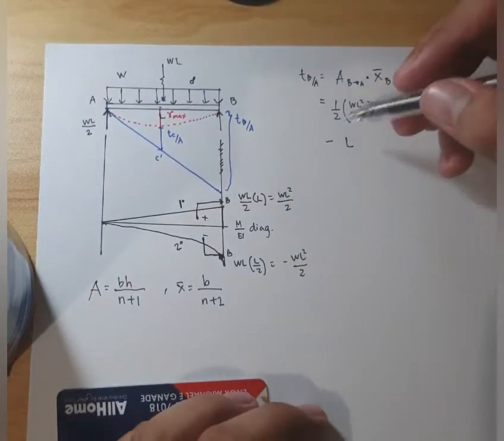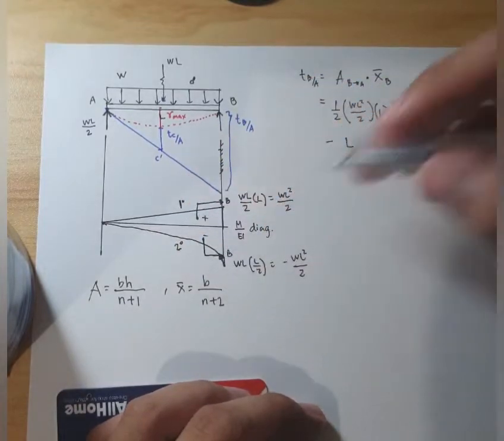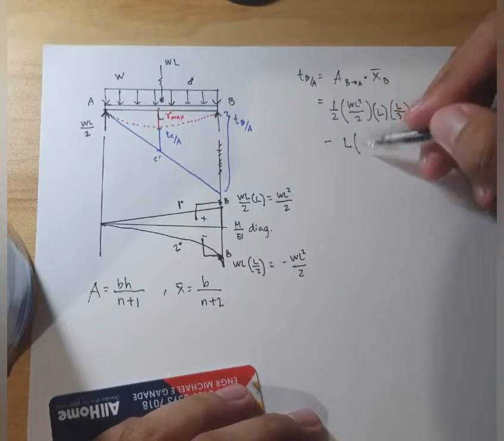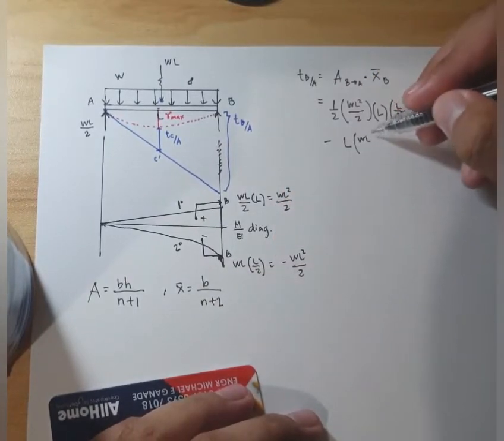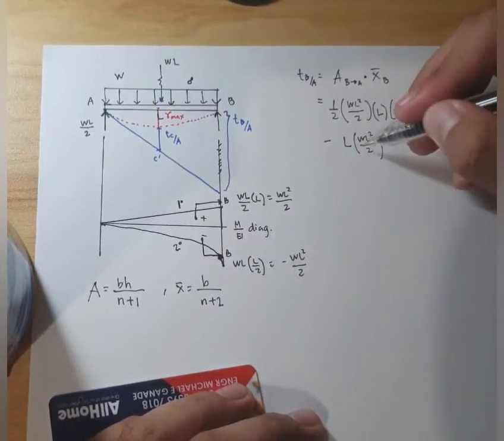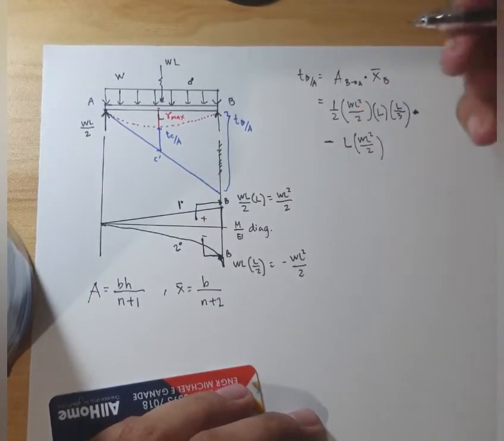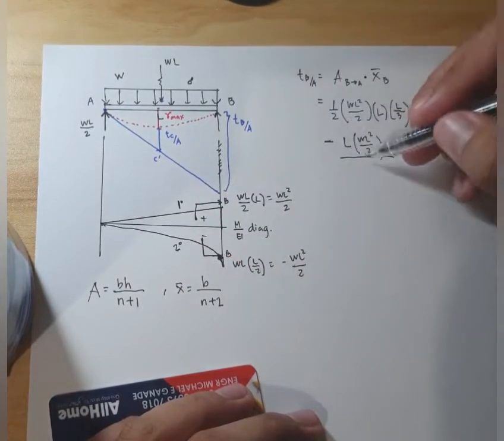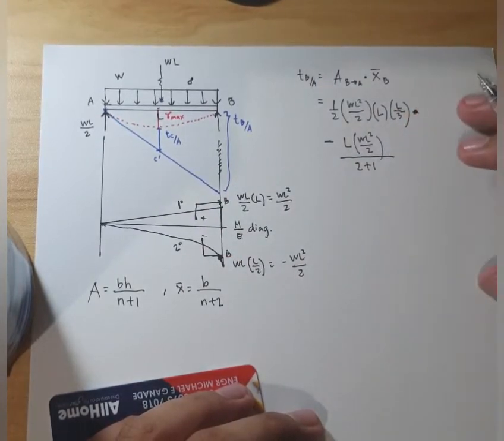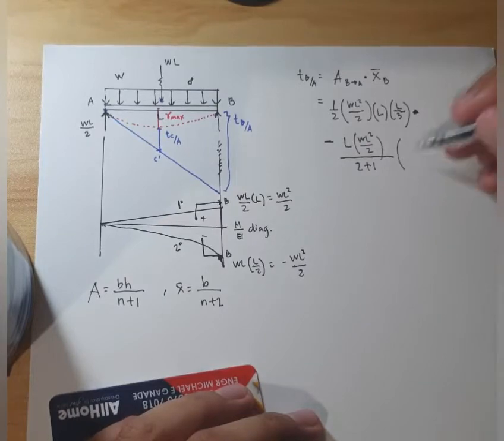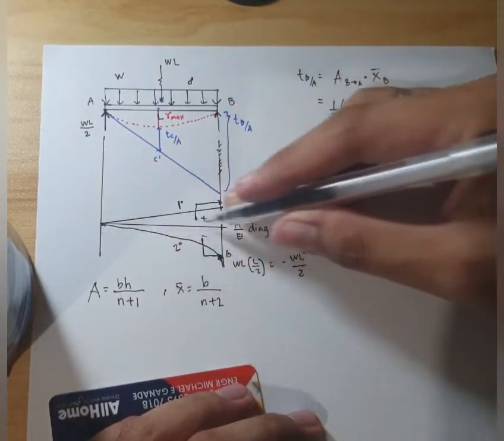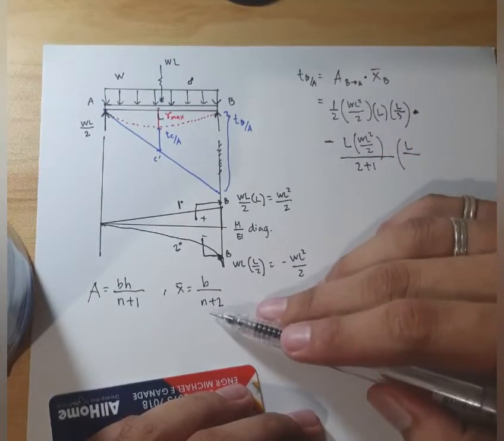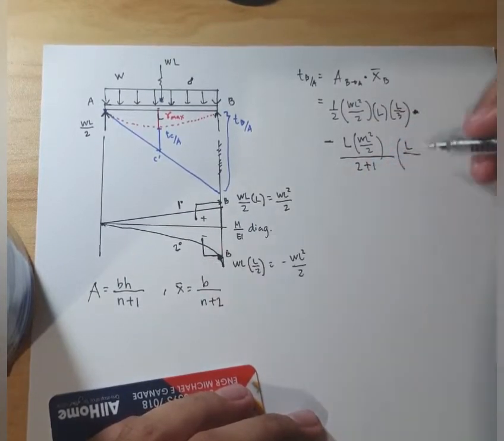Okay. So let's proceed. For the area, we have the base is L, the height is WL squared over 2. So di na ito mag-negative kay minus naman ta dari, over n plus 1. So n is 2 multiplied by X bar, which is ang base ng L, over n plus 2. So 2 plus 2.